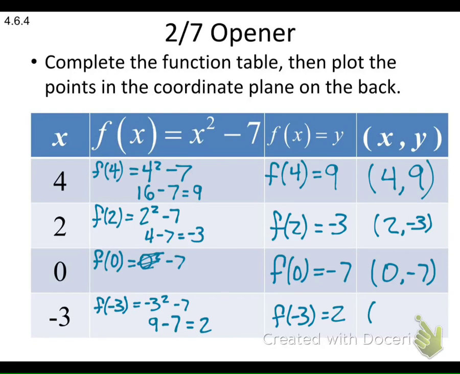And what's my ordered pair? Negative 3, 2. Good job, Kelly. All right. That's it. Does everyone have that down? Yes. Everybody good? Okay.